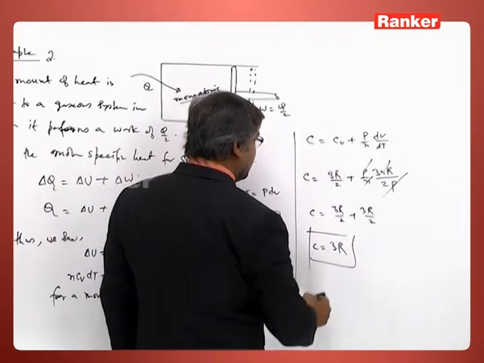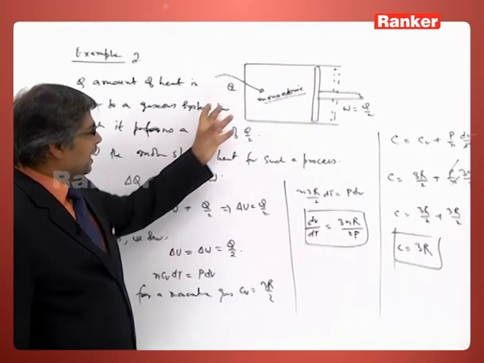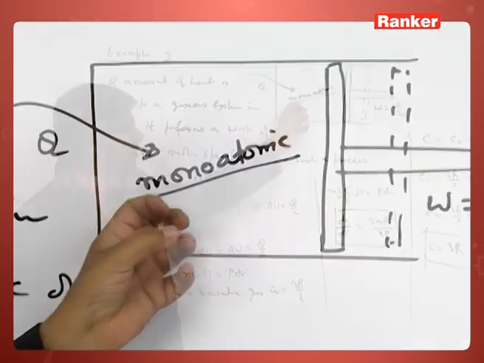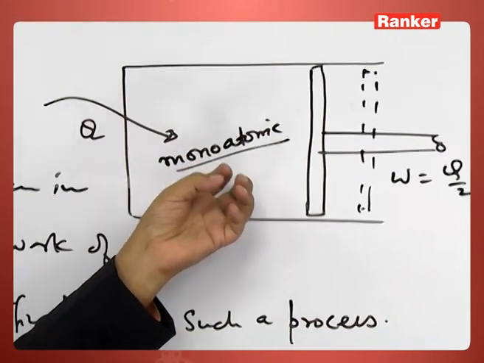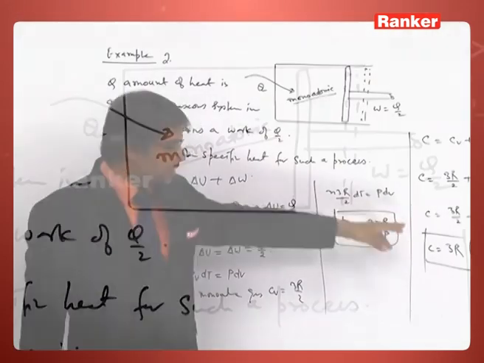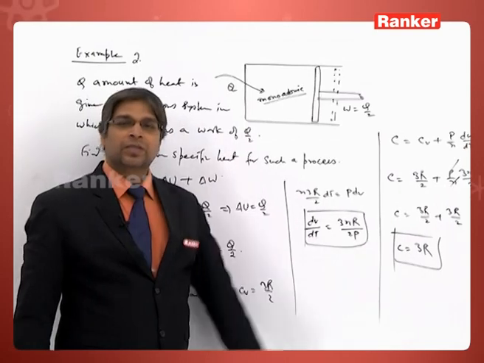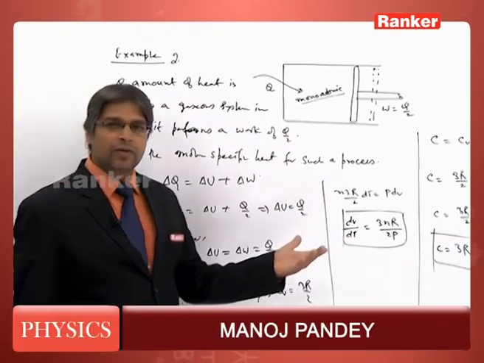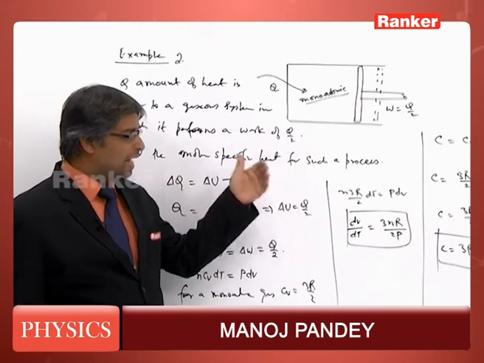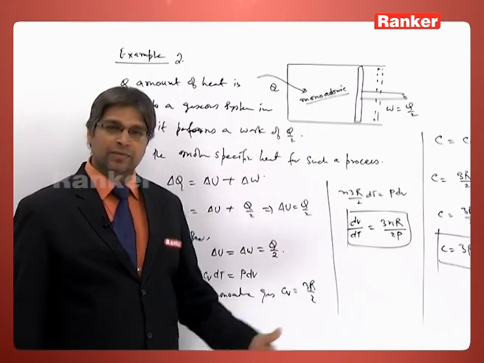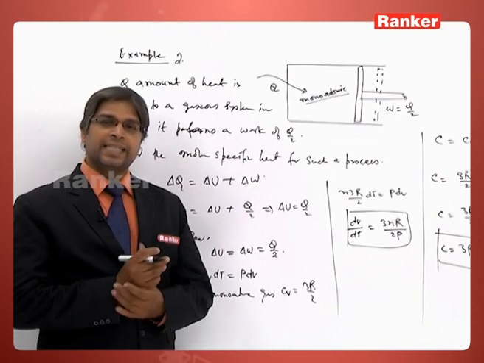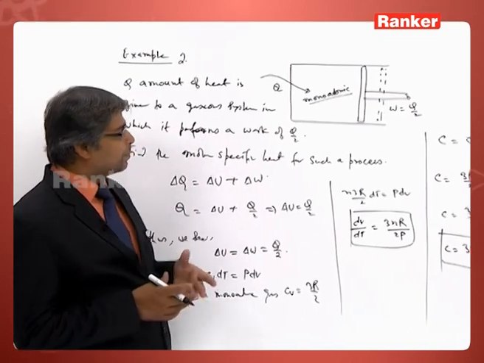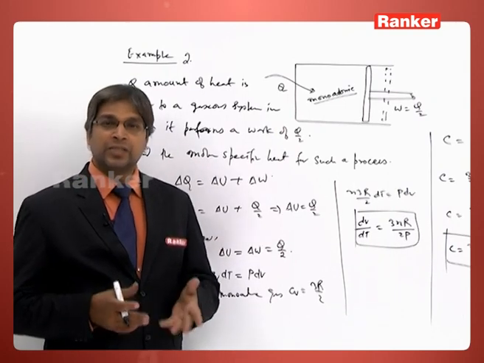So we see that if a monoatomic gas uses 50% of the energy into heat and the remaining 50% into work, then the specific heat becomes 3R. So we have seen one more example where different processes have different values of specific heat. Now let us take an example of a process in which the specific heat may be 0.